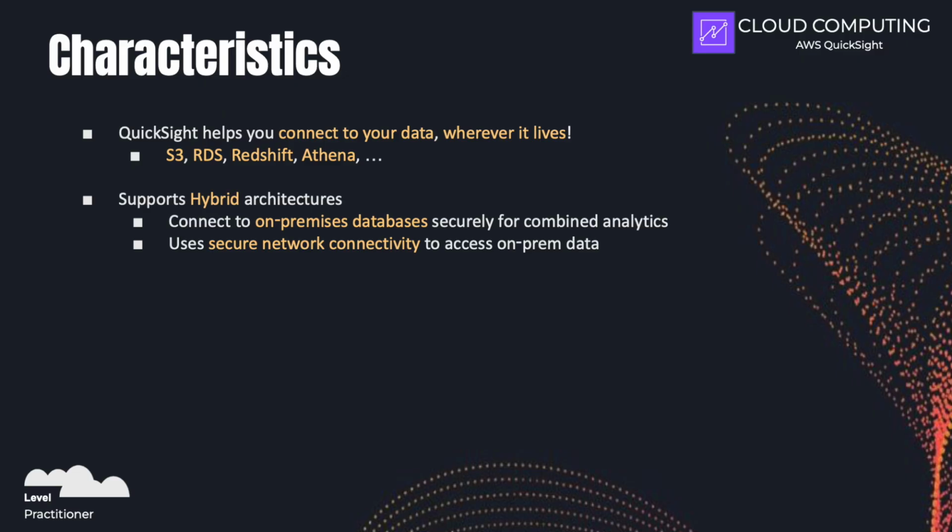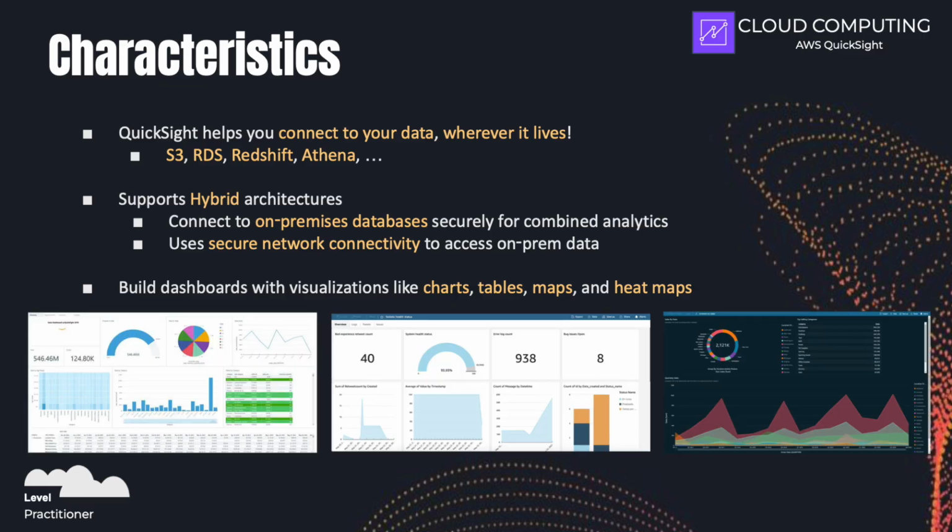Once QuickSight has access to your data, you can create dashboards and visualization from that data. You can build dashboards and add many different types of visuals like bar charts, line charts, pie charts, tables, maps, heat maps, and many more things. These visuals help you see patterns and trends that would be very hard to spot if you were just staring at the raw rows in a spreadsheet or a database.